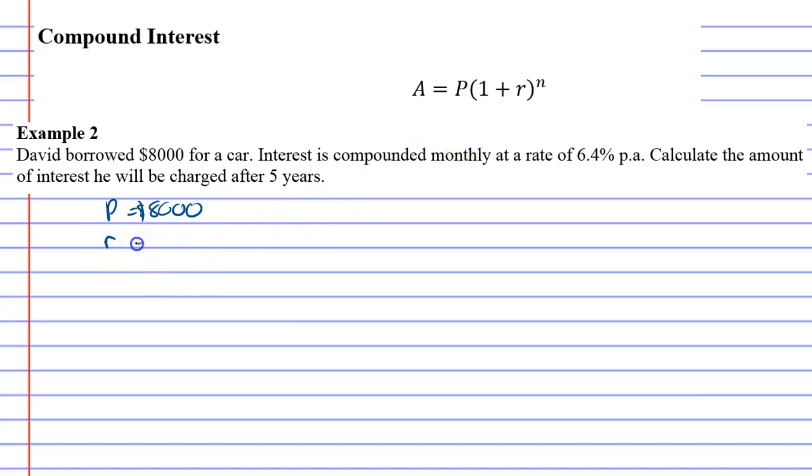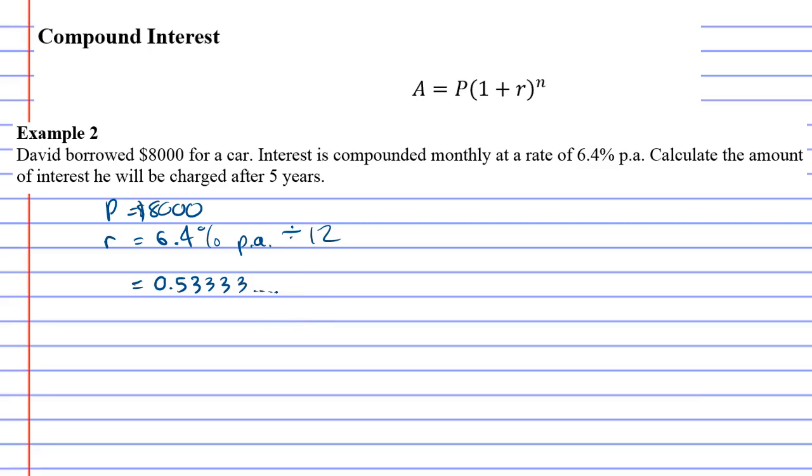So what we're going to have to do is, we're told it has to be done monthly, which means we're going to have to convert it to months. We're going to have to divide it by 12. Now 6.4 divided by 12 is not a really nice number because it is 0.53333 and going on forever.